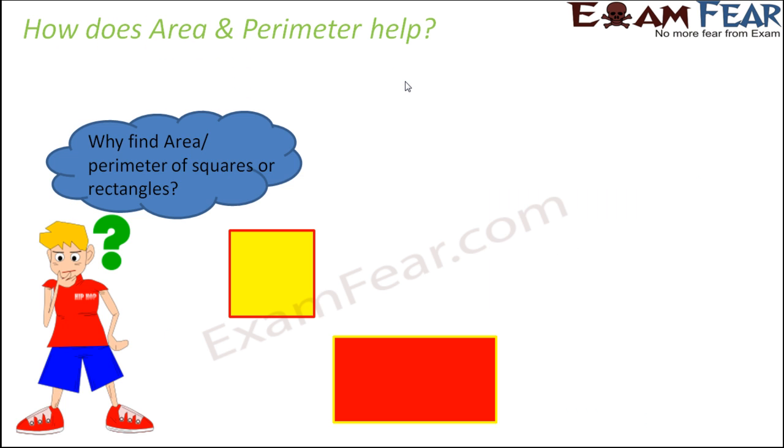Now you might wonder why we need to find the area or perimeter of squares or rectangles. In the very first slide, in the introduction, I had already told you some examples where you want to carpet the floor of your room, or laminate a door, or fence a rectangular field. In each of these cases you need to know the area and perimeter. Without that you just can't do it.